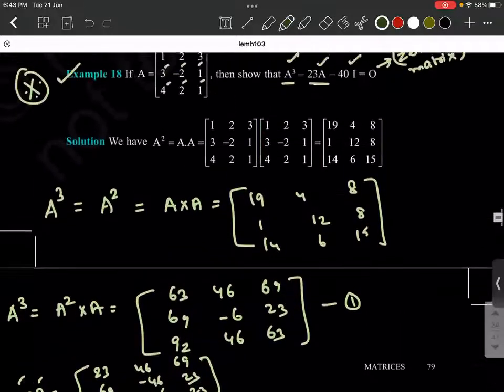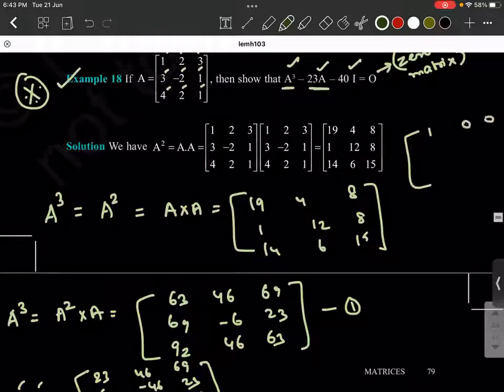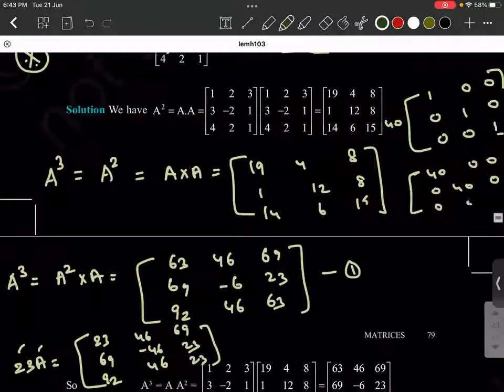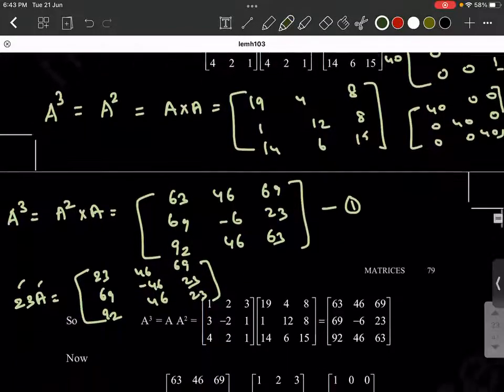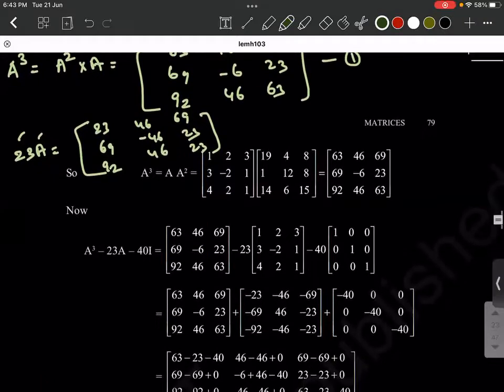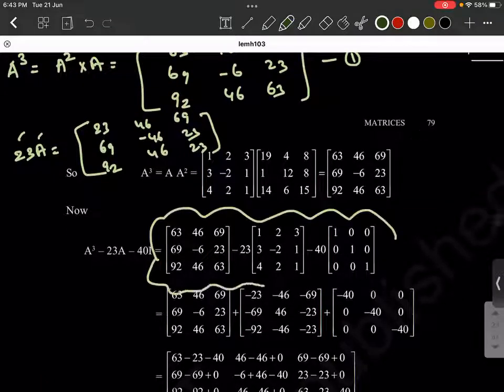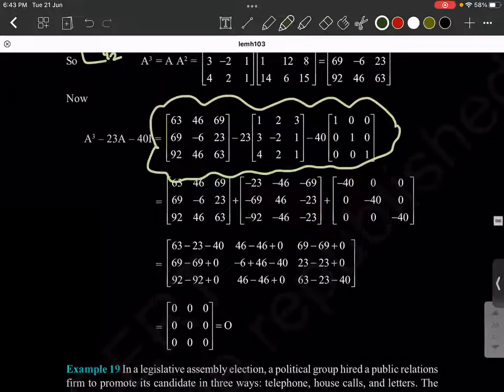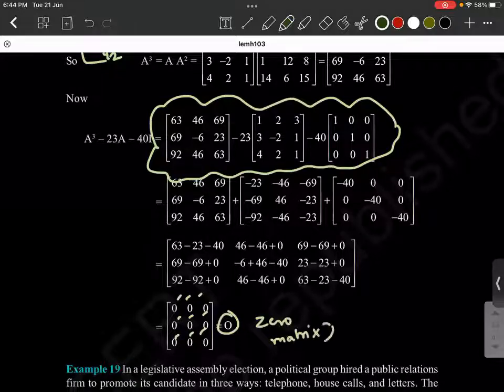And 40 times I. So what is I basically? 1, 0, 0; 0, 1, 0; 0, 0, 1. Correct? So when I say 40 times I, it is going to be 40, 0, 0; 0, 40, 0; and 0, 0, 40. Okay. So take it and substitute, then you will get the expression like this. Once this value comes out, you add all the values, then you will get 0, 0, 0; 0, 0, 0; and 0, 0, 0, which is a zero matrix.